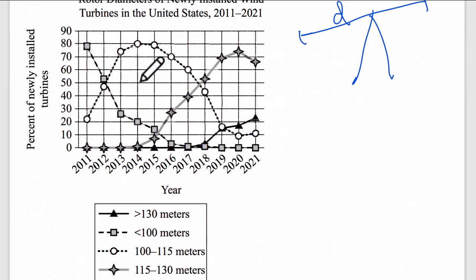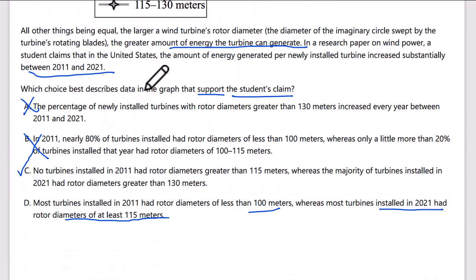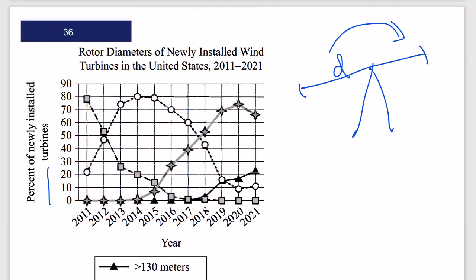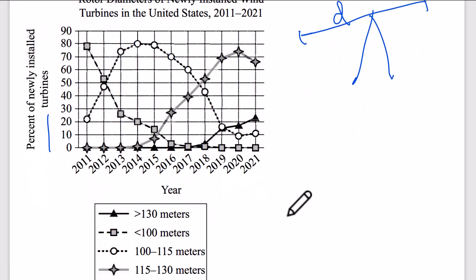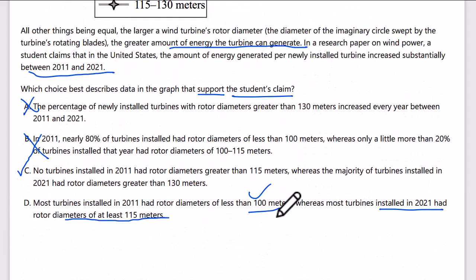Is that true to the text? So most, basically this is percent, so most were less than 100 meters. That's true, accurate to the text. Most in 2021 were at least 115. So 115 is only the starred package, and that's over 50%. So that's true as well. Okay, so this is accurate, and that does support our claim as well. So D looks pretty good as well.